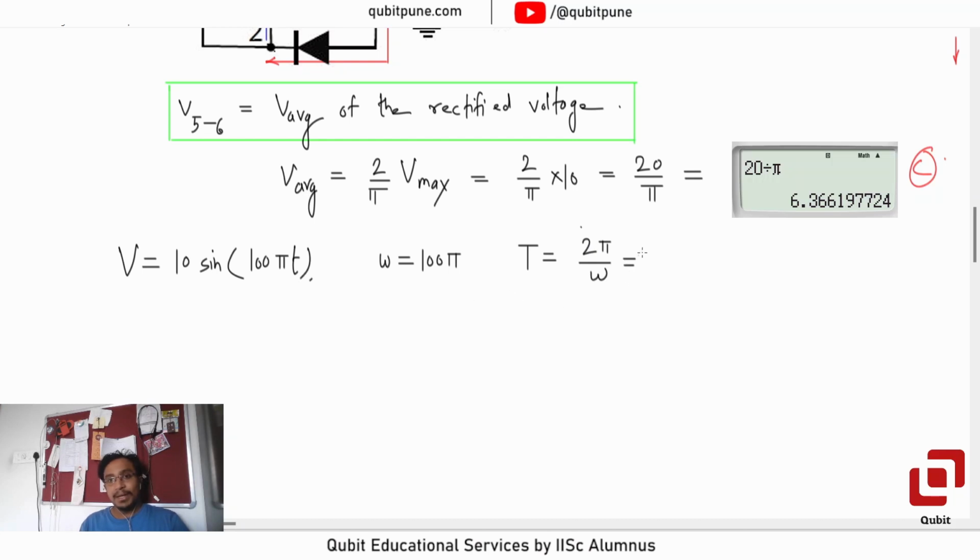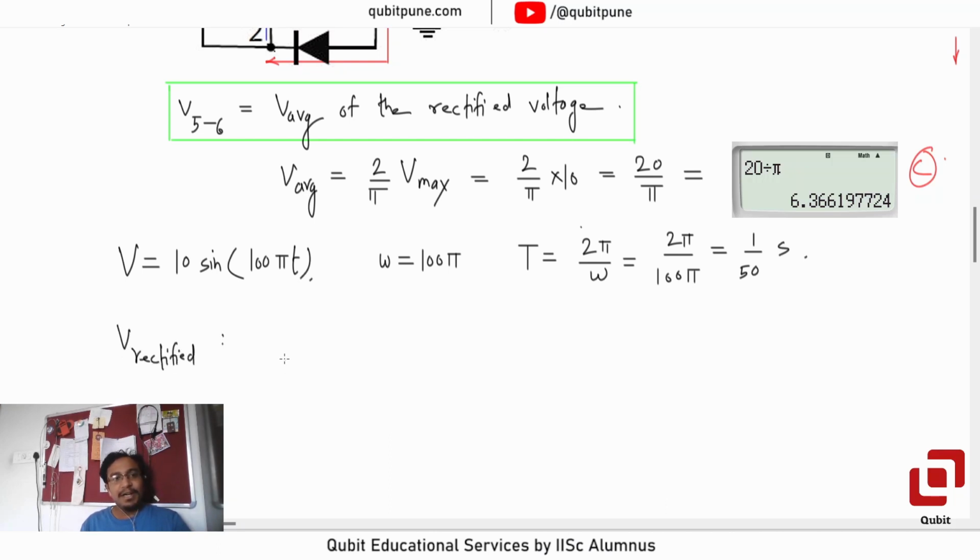2 pi by omega, or 2 pi by 100 pi, or 1 upon 50 seconds. So in a 50th of a second, the voltage is completing 1 cycle. Got it? But how about the output voltage, or V rectified?